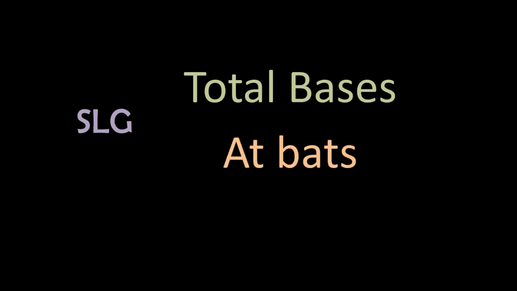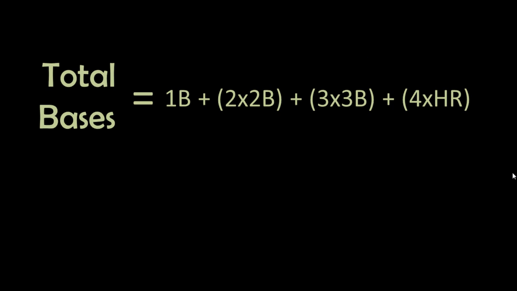And when we refer to bases here, we are only referencing bases reached due to hits: singles, doubles, triples, home runs. So if a batter is hit by a pitch, that does not count toward his slugging percentage. So the first thing we have to do is find his total bases. And since we just said that this is only bases reached due to hits, we take his number of singles plus 2 times his number of doubles, because he's gaining 2 bases for each double, plus 3 times his triples, plus 4 times the number of home runs he has. Add those 4 numbers up, and we've got total bases.